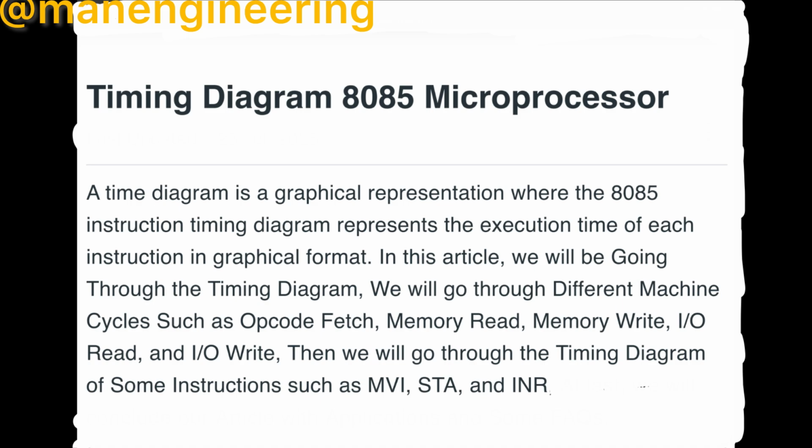In this chapter, we will be going through the timing diagram. We will go through different machine cycles such as opcode fetch, memory read, memory write, I/O read, and I/O write. Then we will go through the timing diagram of some instructions such as MVI, STA, and INR.